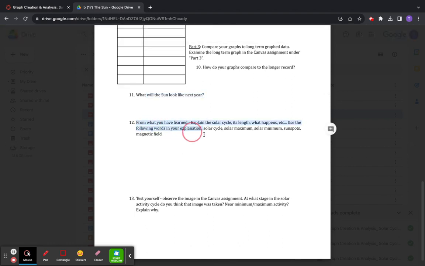And then this part right here, we kind of want to just summarize everything that you learned. All right, I want you to put this in your own words. Imagine that you're the teacher and you're explaining this concept to somebody. Explain what the solar cycle is. Talk to me about how long it is, what happens, right?